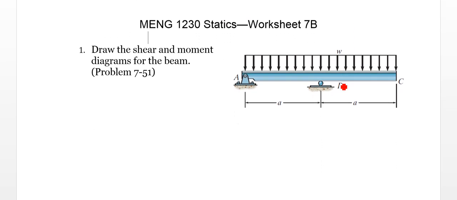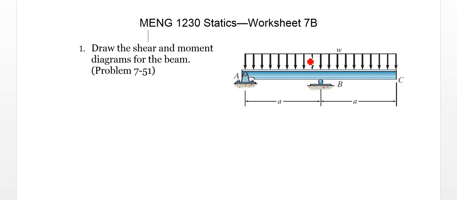We have distributed load W acting along the length of that beam. We have a reaction support here, a roller support at B, so there's only going to be a vertical reaction at that point, BY. We have a pin support here, so we can have AY and AX at that location. And we're going to determine the shear and moment diagrams for this beam.